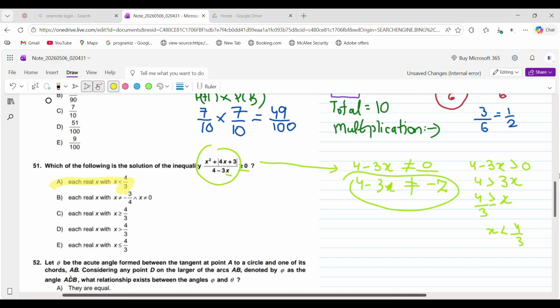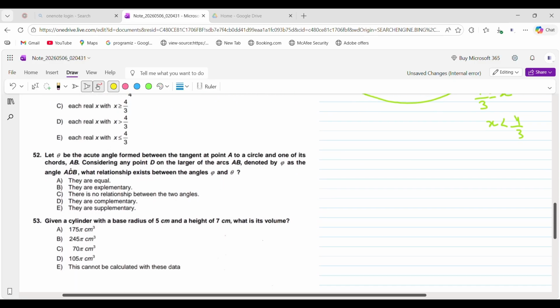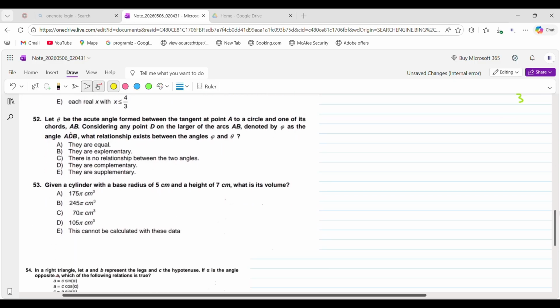Okay, I hope this was very simple, no difficulty at all in it. Let's move towards the 52nd question. Again, the questions today are not as difficult as they were in the 2025 paper, I believe. Okay, let's start solving this now.